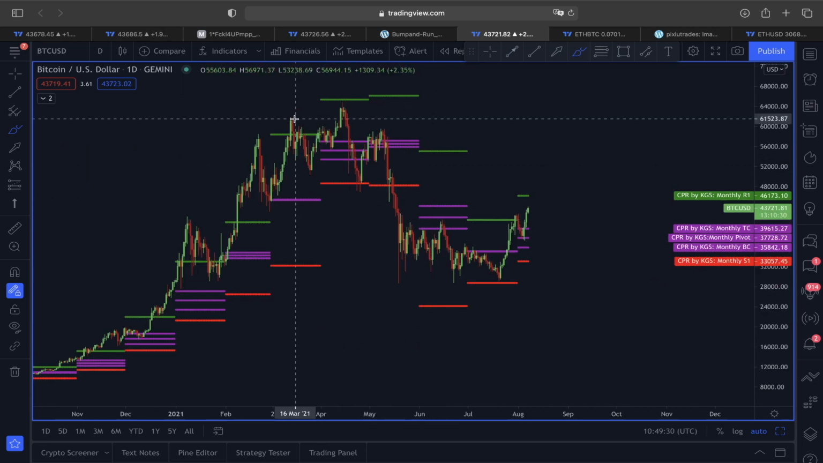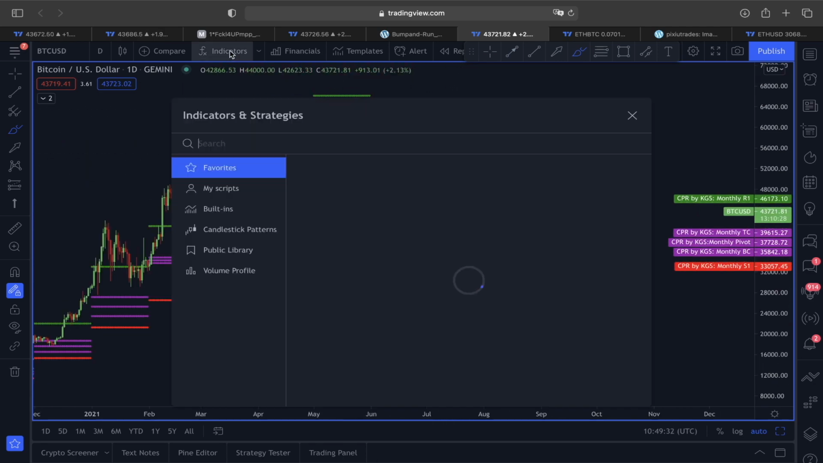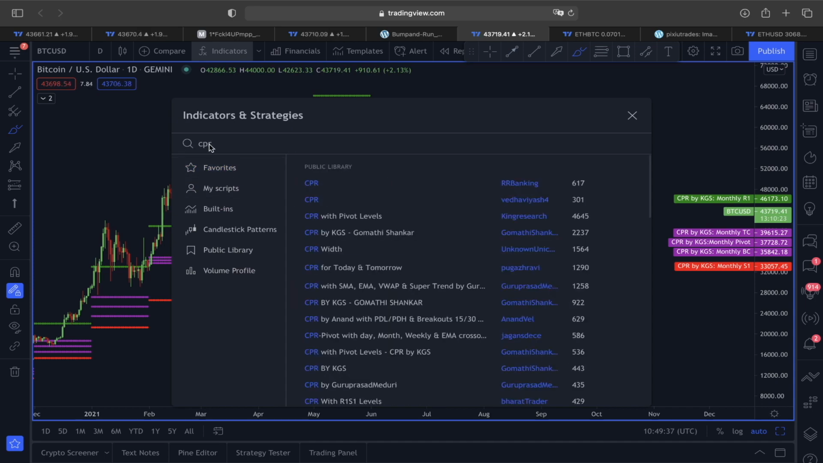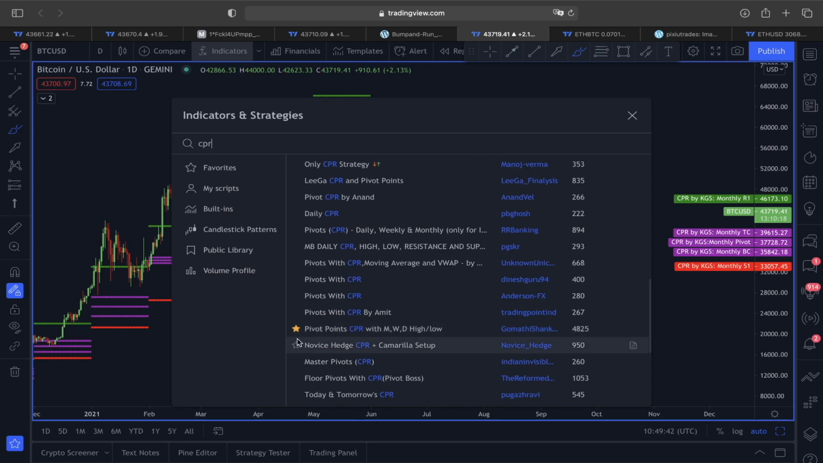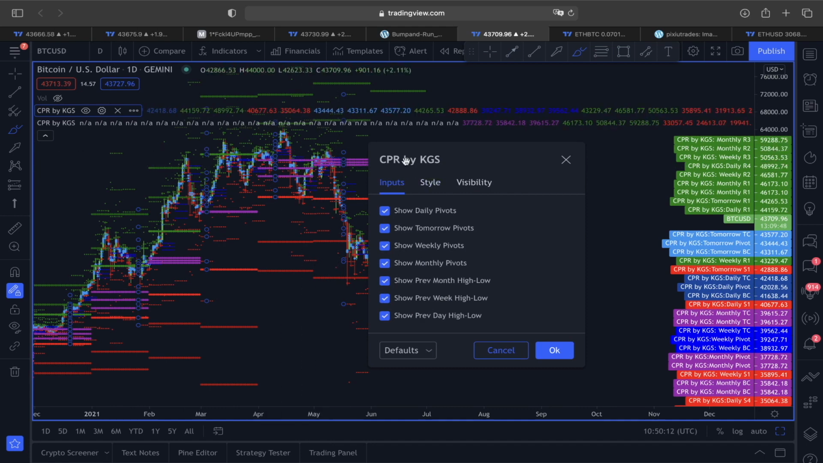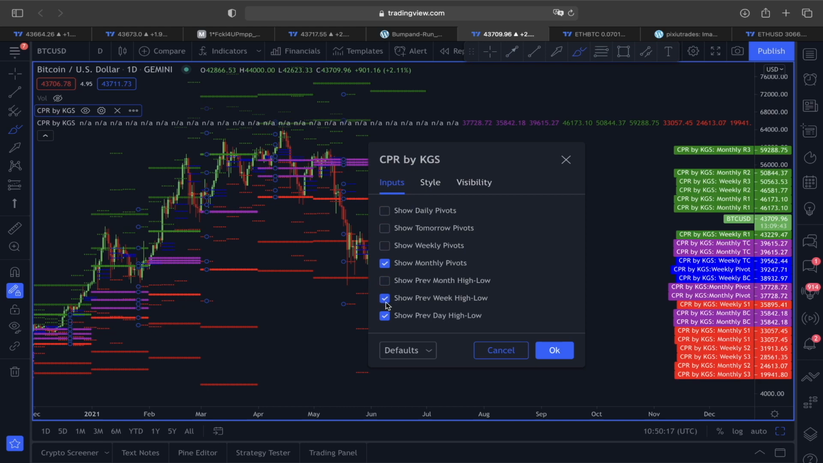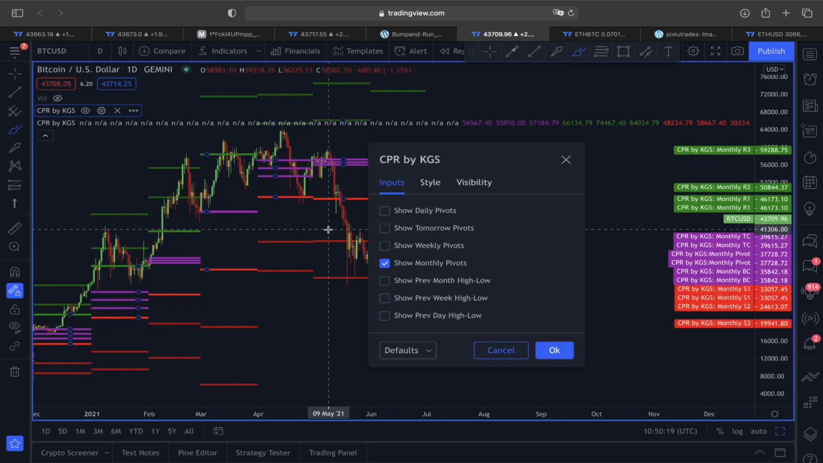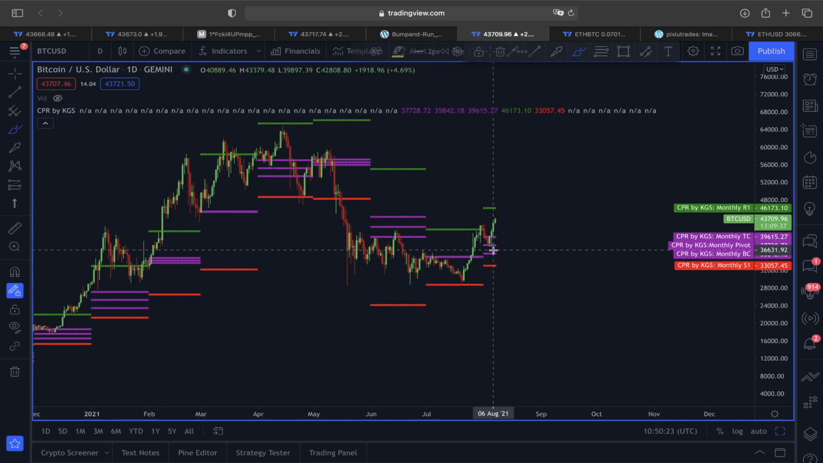Many are also asking me which indicator I'm using, so let me show you the CPR indicator I'm using. If you type CPR in the search box, you will see the one I'm using is from Gomati Shankar with 4,825 likes. If you click on this one, this is what is going to appear. It might look somewhat like this in your chart. The one I'm actually using here is the monthly pivot line. So deselect everything and only place the monthly pivot line, so it's easier for you and you know exactly what I'm talking about.